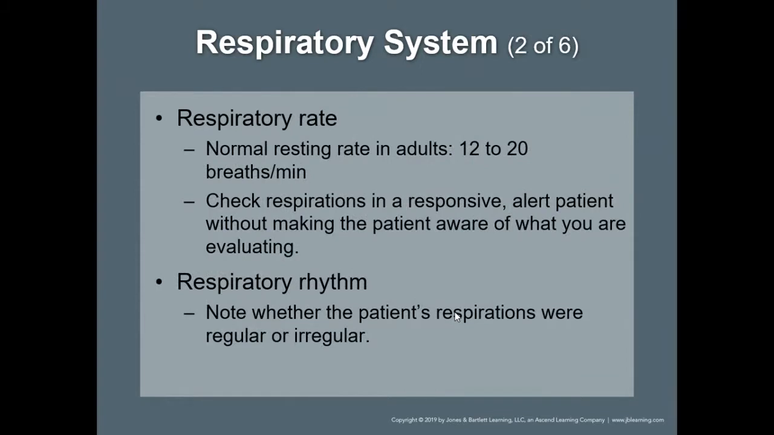Respiratory rate: a normal resting rate in adults is 12 to 20 breaths per minute. The younger the patient, the faster they will breathe. Check respirations in a responsive, alert patient without making the patient aware of what you are evaluating. The patient should not be talking when you're checking the respiratory rate.